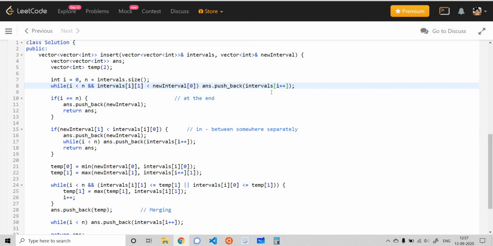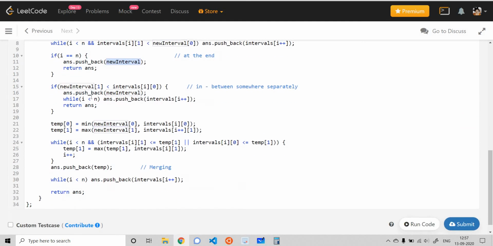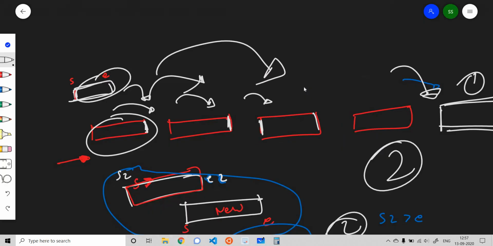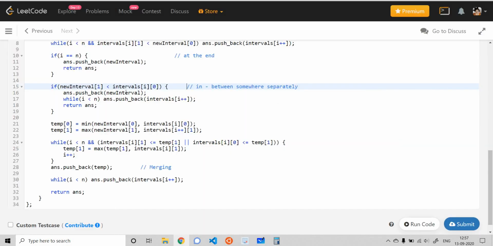I will just simply push the interval which was already present in the list, and go ahead. After doing all this, if I see I've traversed the whole list, I just need to push the new interval at the end and return the answer. And this is the case where my interval needs to be inserted in between those two intervals, suppose somewhere here. So in this case also we do not need any merging operation. We do not need to merge our interval to any other interval. So we'll simply insert the new one and insert the remaining ones here.